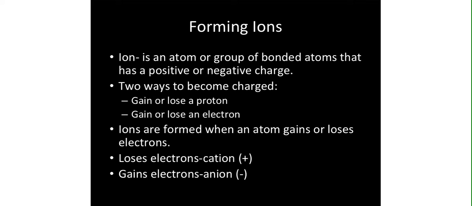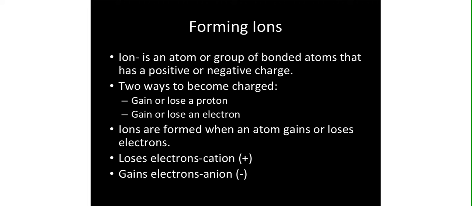Many chemical compounds consist of particles called ions. The reason many elements or atoms form ions is that they are not stable in their neutral state. So they want to be stable, and they'll either gain or lose an electron. An ion is an atom or group of bonded atoms that has a positive or negative charge.